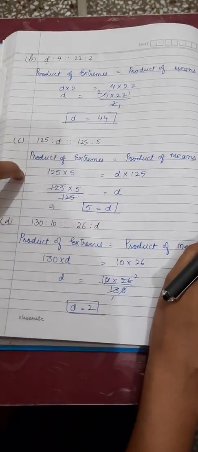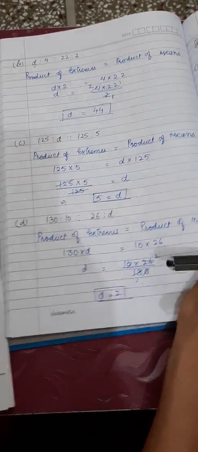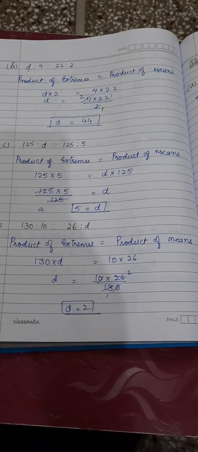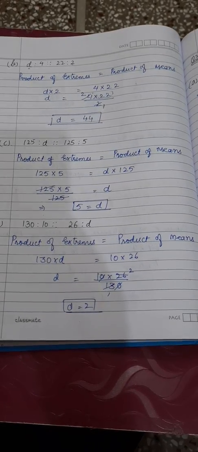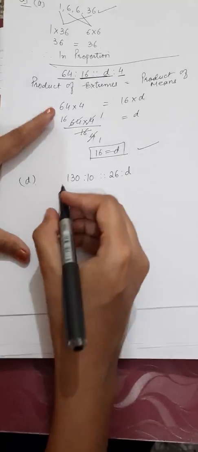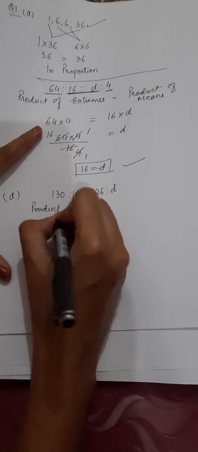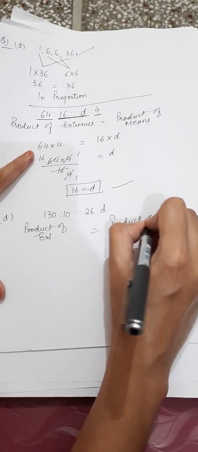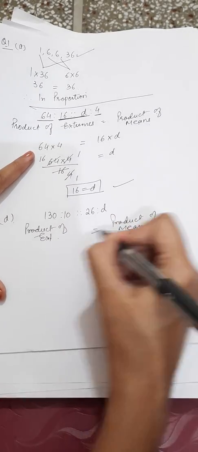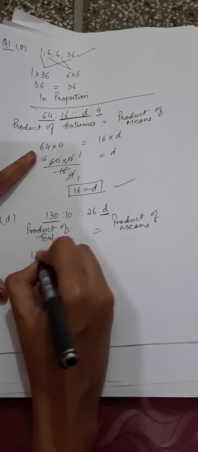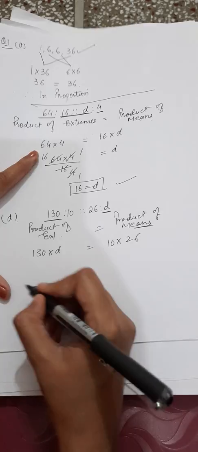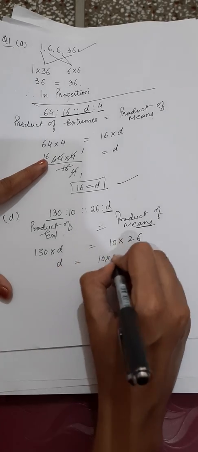Okay. C part you do by yourself. Let me explain D part to you. In D part it is given 130 is to 10 as 26 is to D. Now, product of extremes equals product of means. Again the same formula. Then what are the extremes? 130 into D. What are the means? 10 into 26. So 130 into D is equal to 10 into 26.